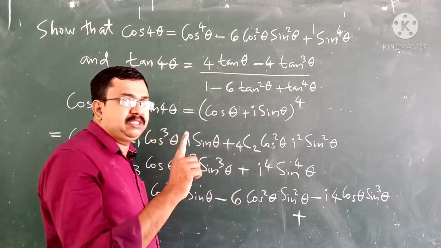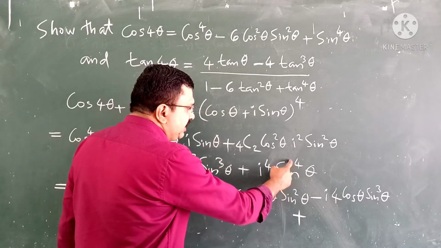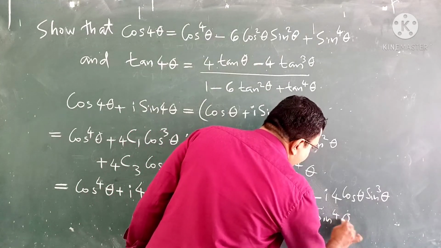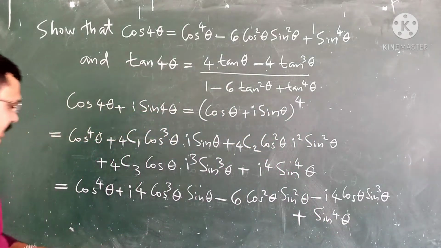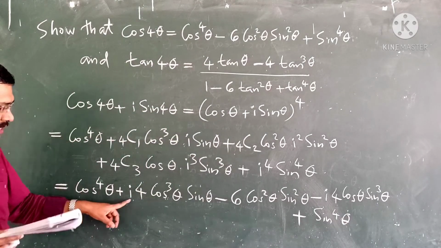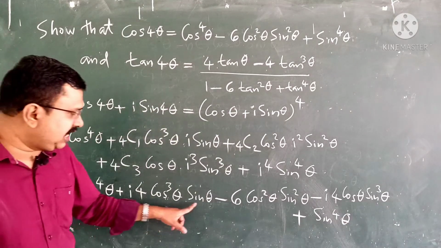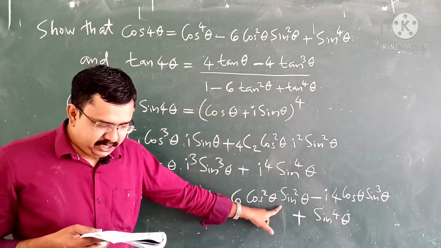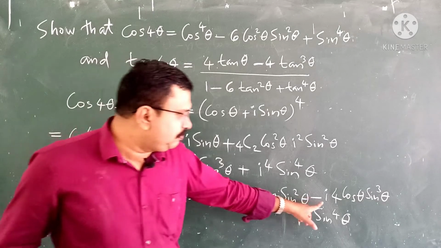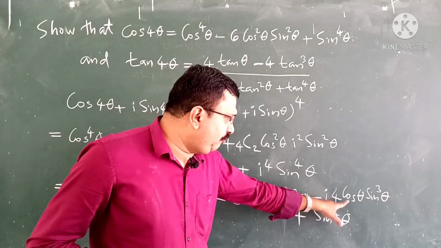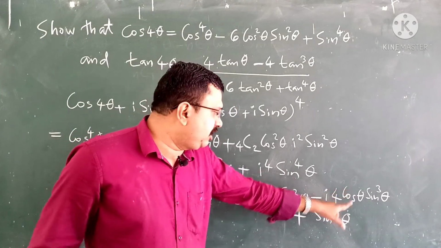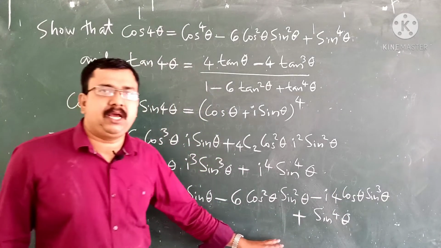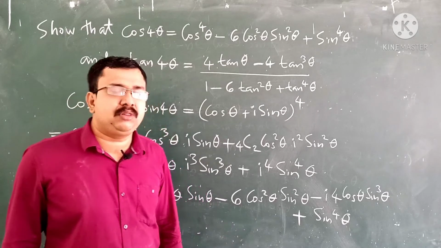i raised to 4 is 1. 1 into sin raised to 4 theta, that is sin raised to 4 theta. Okay, we will get cos raised to 4 theta plus i into 4 cos cube theta sin theta minus 6 into cos square theta into sin square theta minus i into 4 cos theta into sin cube theta plus sin raised to 4 theta.